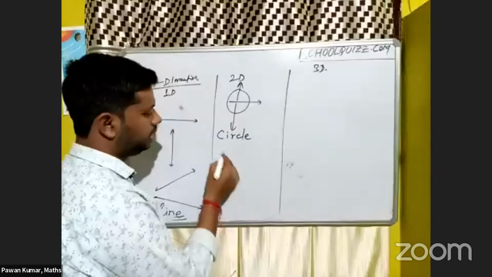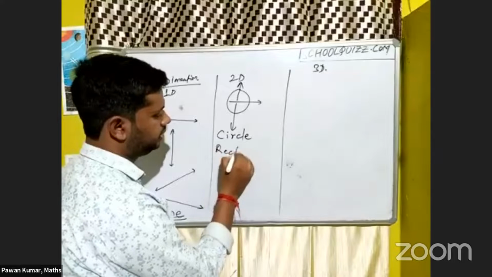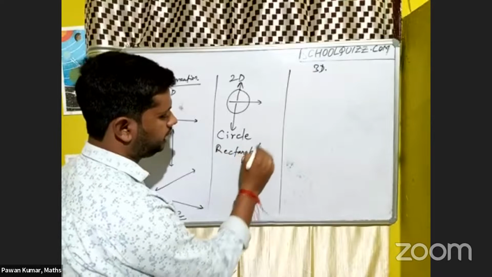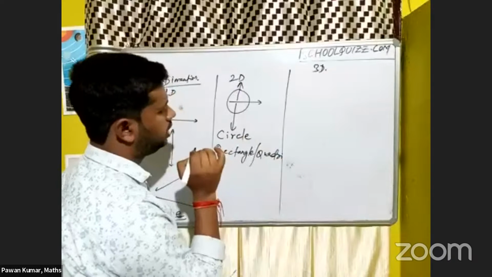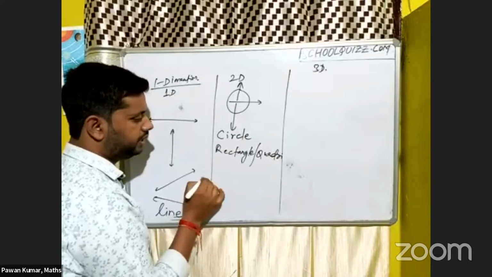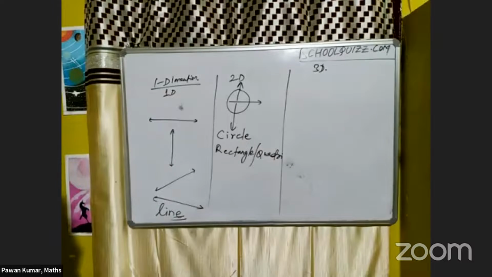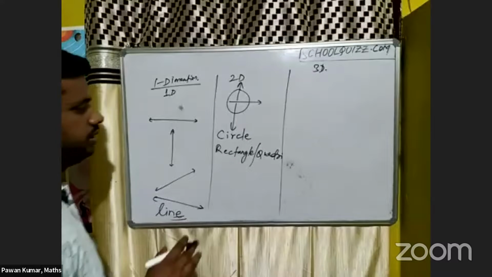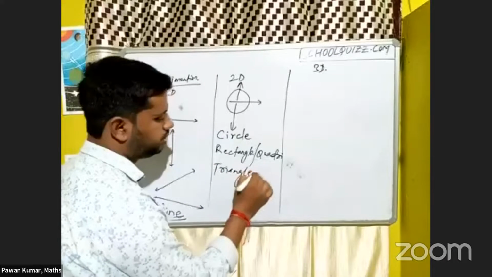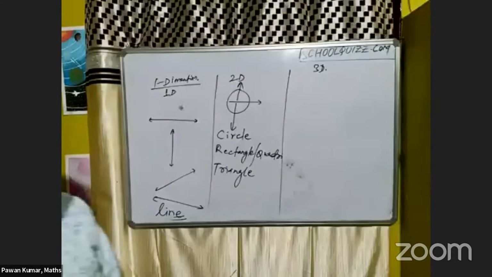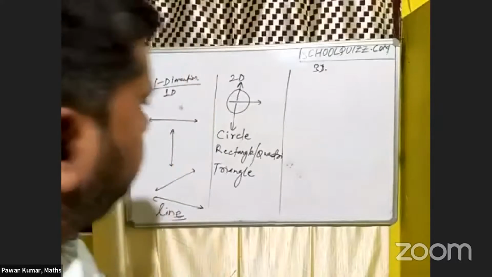If I am saying rectangle, any quadrilaterals are all 2 dimensional. What we can say regarding square, all are in 2 dimensional. Anything else? Triangle is also a 2 dimensional figure. We can say either length and height or breadth and height like that.